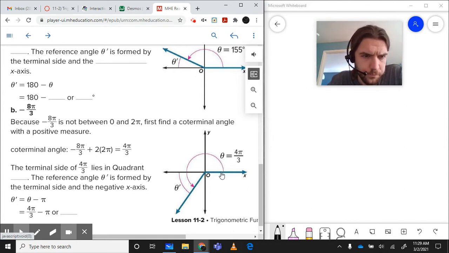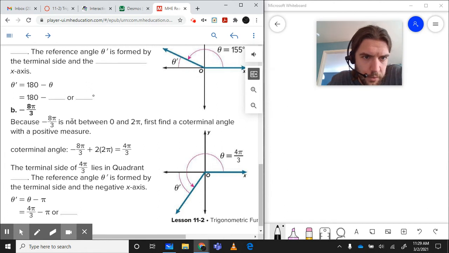So since it's a negative, I would read that as going backwards, although for some reason they're showing it this way, so I'm not quite sure why they're showing it that way. Maybe I'll get a different idea why.